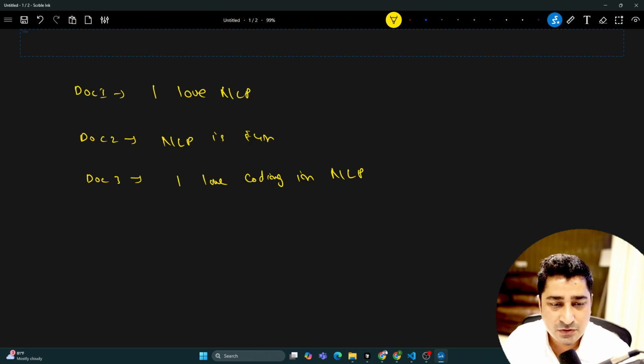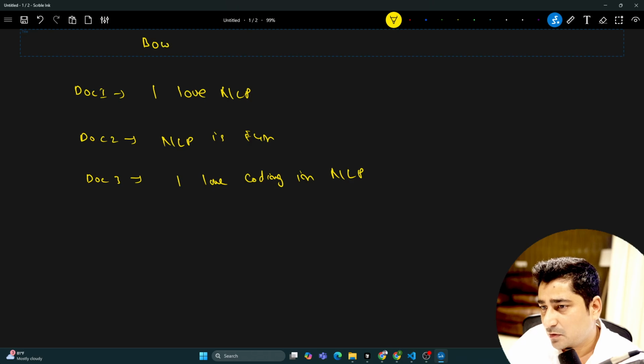Now, if I have to convert this entire data, document 1, document 2, and document 3, into a numerical representation, how will I be able to convert it? That's the very first question. And the technique I'm going to use here is called BOW.